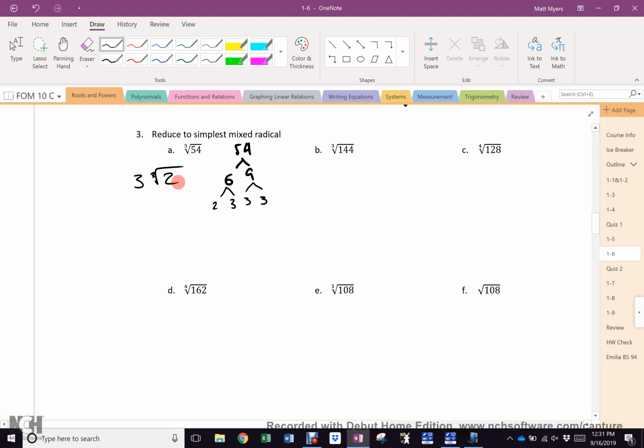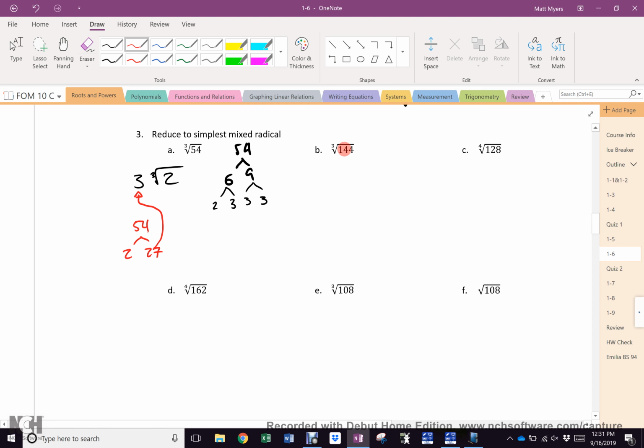Now, was there a shortcut when we were doing square roots? We could stop at any perfect square, right? Do you think there's a shortcut when we're doing cube roots? Where could we stop at? A perfect cube. So couldn't I have done 2 times 27? Because isn't that on our cube root list? And what's the cube root of 27? 3. And what do we leave under there? 2. Everybody got it?